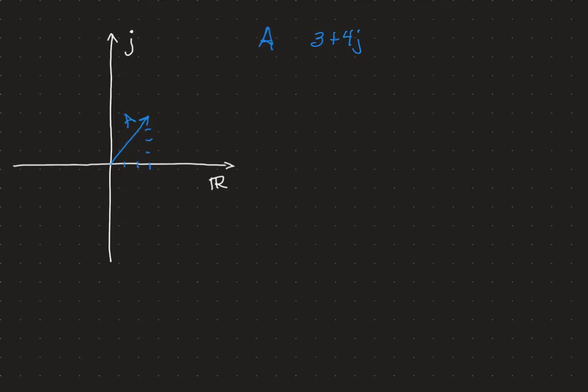Notice I did not put an arrow above the j in either place. These are not vectors. This is a representation of complex numbers. It's very similar, but not exactly the same.